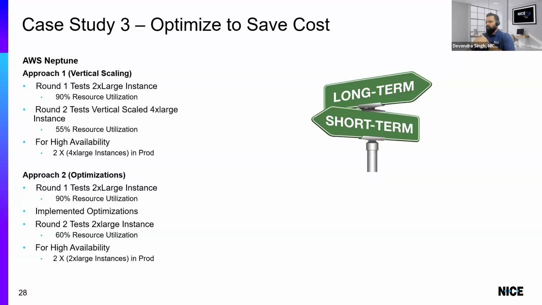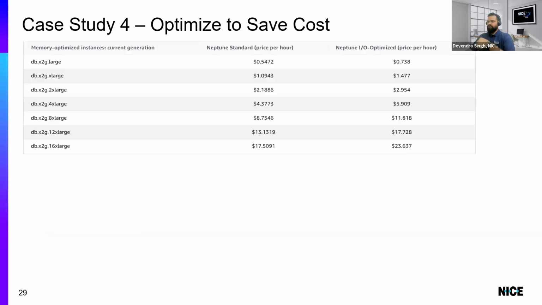Now let's see the cost implication. Again, they also have the same requirement of high availability, so they used two 2x large resources in production. Now let's see the cost implication of this one.